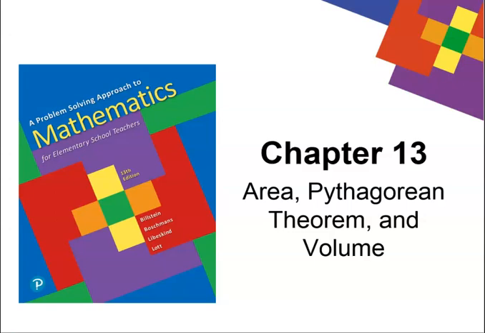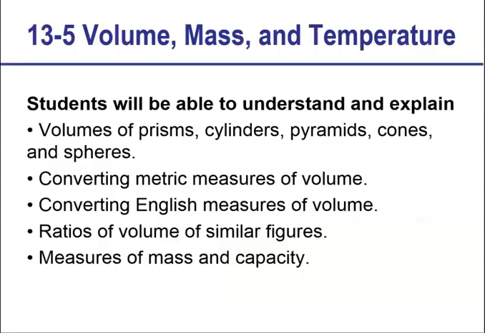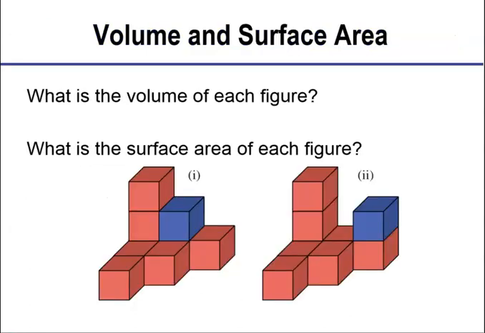Hello teachers, welcome back. Let's talk about section 13-5, which covers volume, mass, and temperature. Students will be able to understand and explain volumes of prisms, cylinders, pyramids, cones, and spheres. We're going to be converting metric measures of volume, converting English measures of volume, ratios of volume of similar figures, and measures of mass and capacity. So these are our outcomes. We'll cover that in this section.